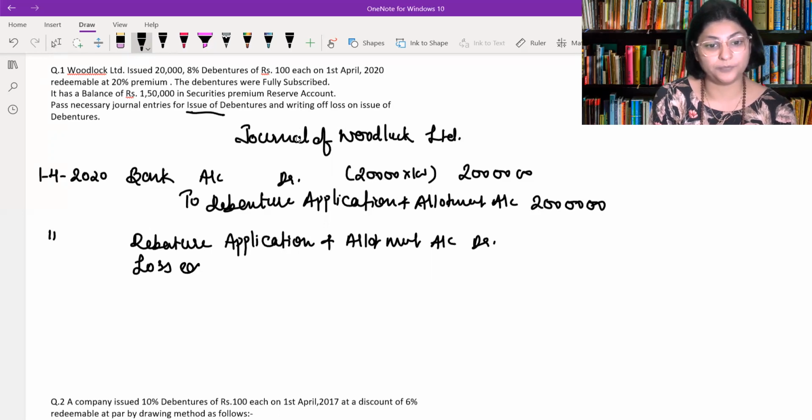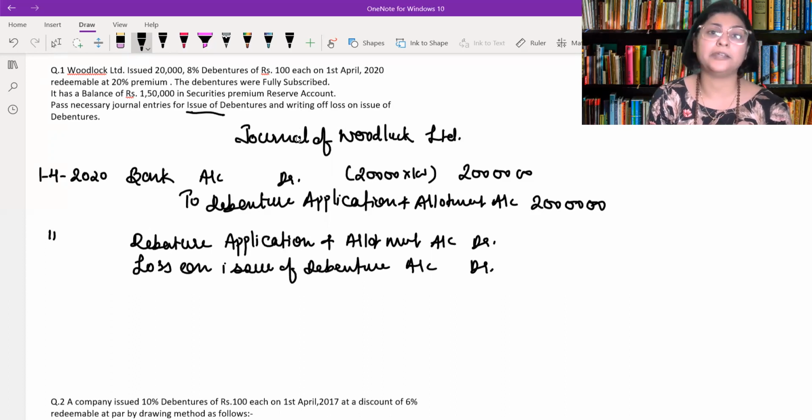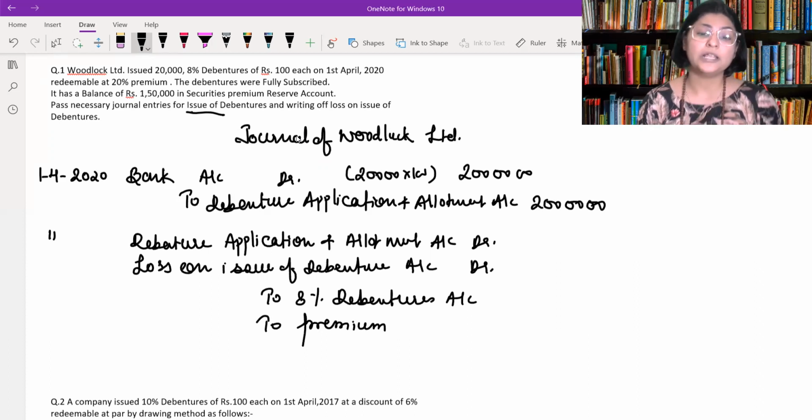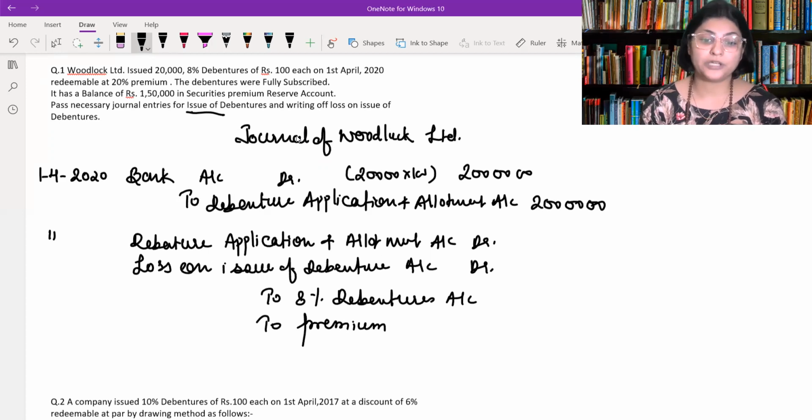And what will be the entry for this? Loss on issue of debenture account debit. Let me finish my entry, then I will write down the amounts as well. To 8% debentures account. To premium on redemption of debenture. Premium on redemption of debenture, this liability we have to generate, because when we redeem the debenture, this extra money of 20% will go to the debenture holder. So this liability has to be created today itself. To premium on redemption of debenture account.